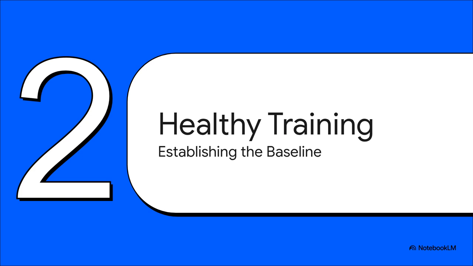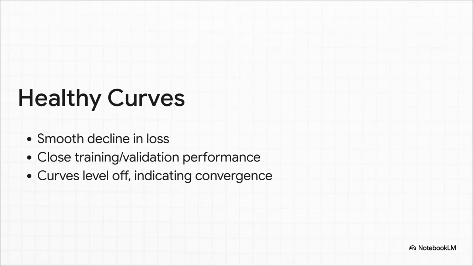All right, we've got our charts, but a chart is pretty useless if you don't know what you're looking for, right? So before we can start spotting sicknesses, we need to know what a healthy, successful training session looks like. This is our baseline, our picture of perfect health. A healthy model has a few really clear signs. First, you'll see the loss, the error, go down in a nice, smooth, steady curve. That's a great sign. Second, you want to see that the performance on your training data and your validation data are pretty close together. A huge gap is a red flag. And finally, eventually, the curves will start to flatten out. That's called convergence, and it's basically your model telling you, okay, I think I've learned about all I can from this data.